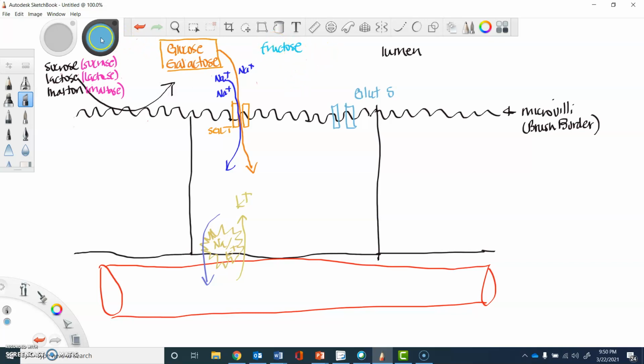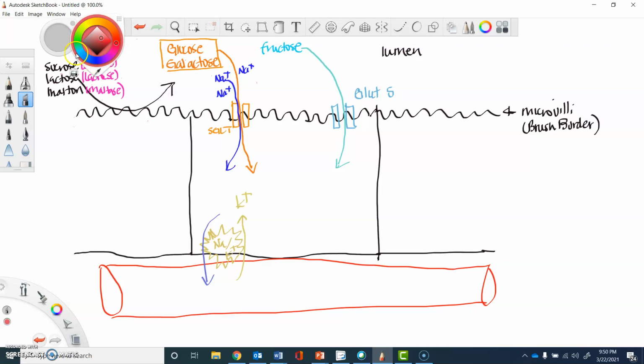And fructose will come into the cell just by diffusion, because there's more fructose on the outside where you've eaten than there is on the inside here. So fructose comes right in. Glucose and galactose need a little help. All right, so fructose, glucose, and galactose then can enter the bloodstream.